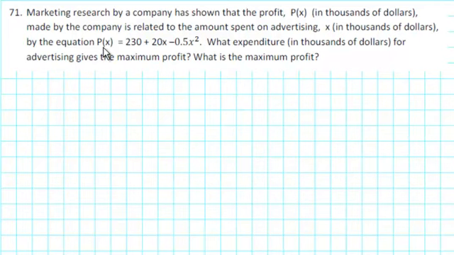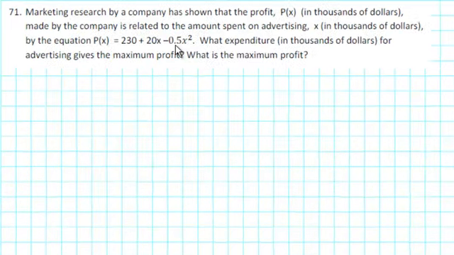Well, notice that our function P of X is equal to 230 plus 20X minus 0.5X squared is a quadratic function. The leading coefficient is negative 0.5. Therefore, the graph of the quadratic function is a parabola that opens downward, and the maximum will occur at the vertex. So what we need to do is to find the vertex of the graph of this quadratic function.